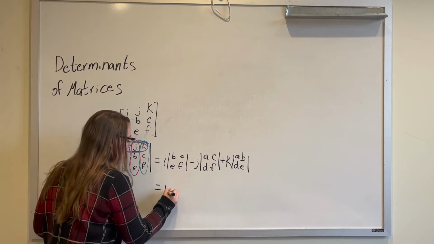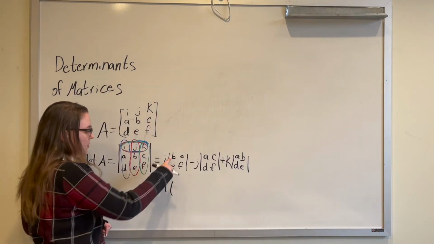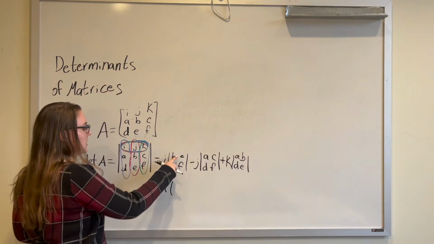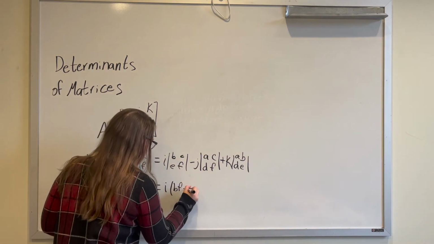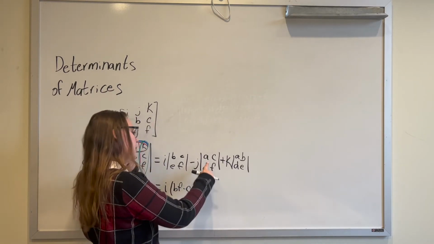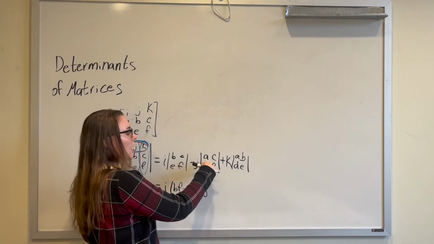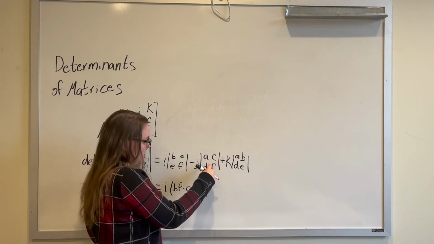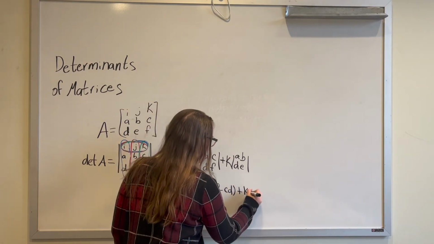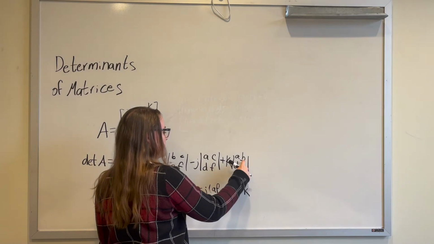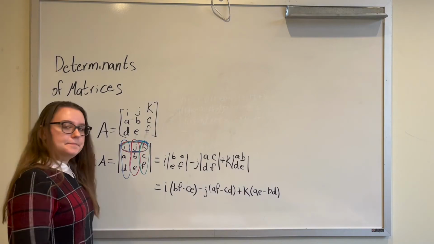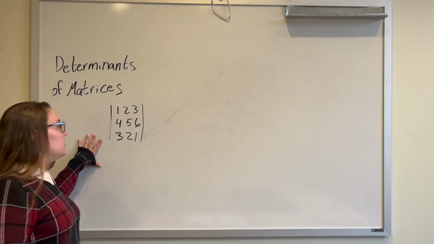So when we do that, we have I times the quantity. We do some cross multiplication. So we have B times F minus C times E. And then for the next one, we have J times the quantity A times F minus C times D. Finally, we have K times A times E minus B times D. And then that's it.